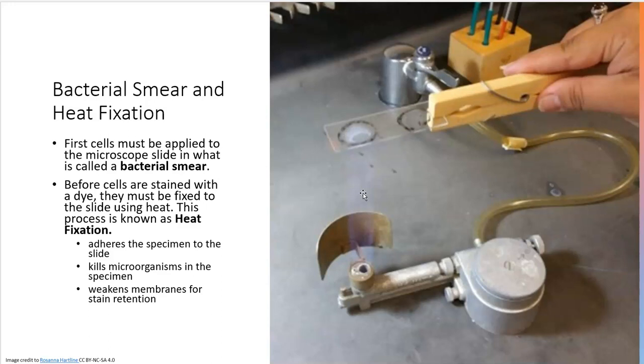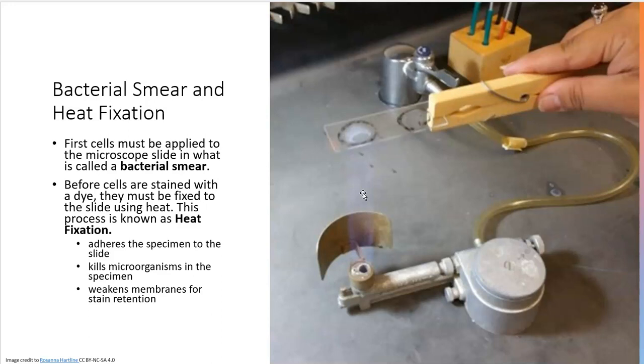What heat fixation is going to do is, one, adhere the specimen to the slide. We want the bacteria to stick to the slide because when we go through the staining process, we're going to be rinsing the slide with water and various different dyes. If it's not stuck to the slide, then you're going to lose it in the rinsing into your staining trays. The next thing it does is kill the specimen. We do want to make sure that the specimen is killed and stuck to the slide, obviously for biosafety concerns.